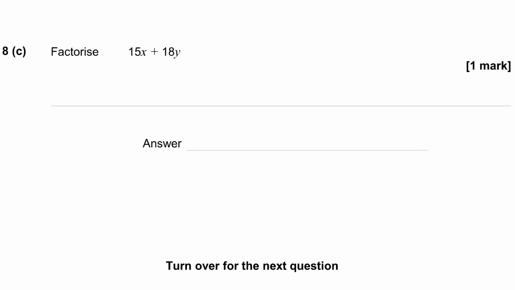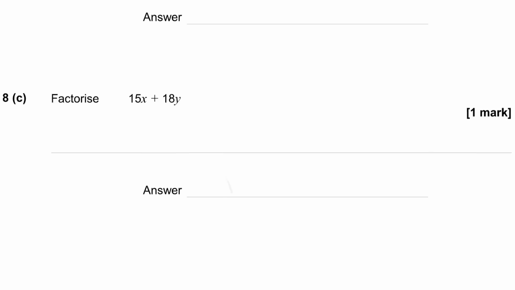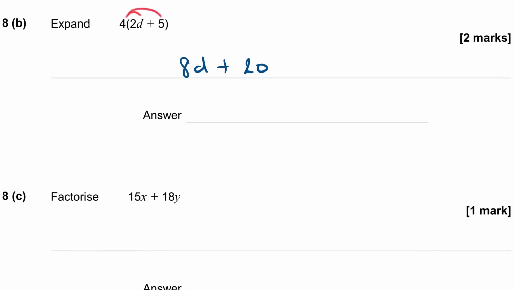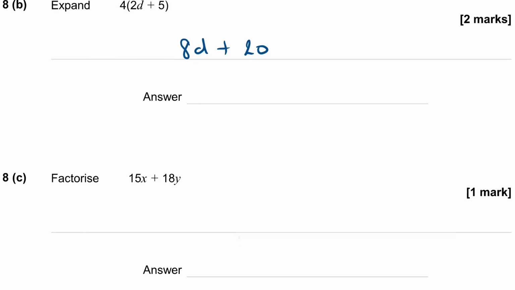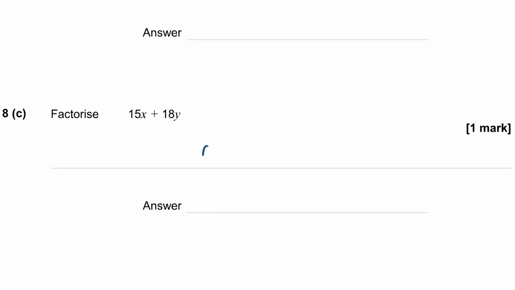Finally, we're asked to factorize 15x plus 18y. Now that's pretty much the opposite of what we were just doing. Expanding removes brackets and factorizing puts them back in. The thing that goes on the outside of the bracket is the thing that's common to both terms. So we've got an x in one and a y in the other, so they're not common, but we've got a 15 and an 18. 15 and 18 are both in the 3 times table, so I can put a 3 on the outside.